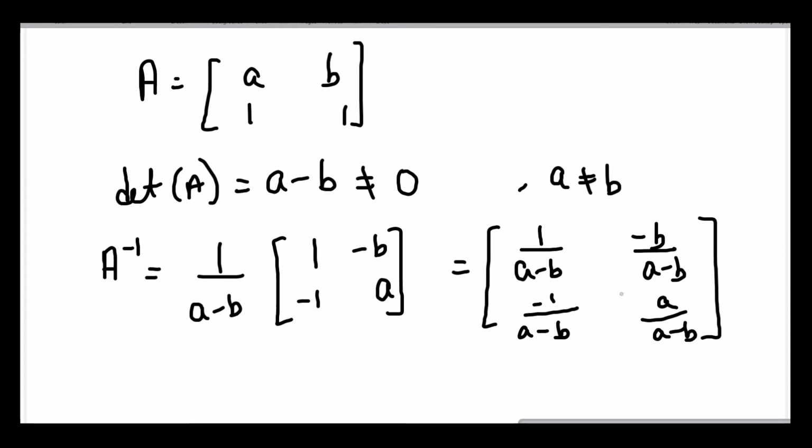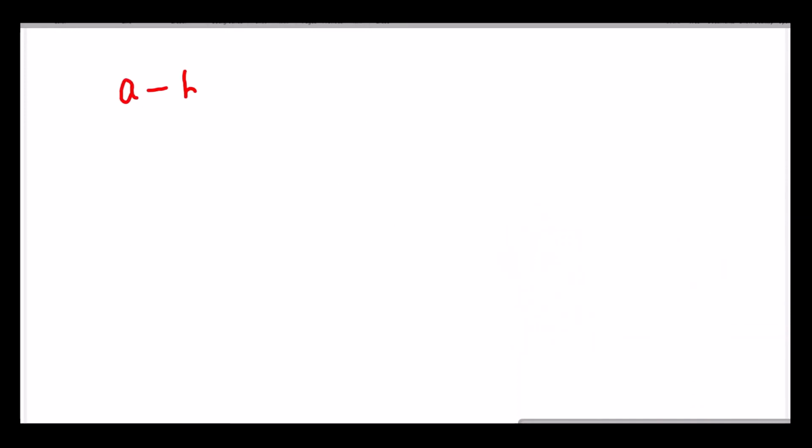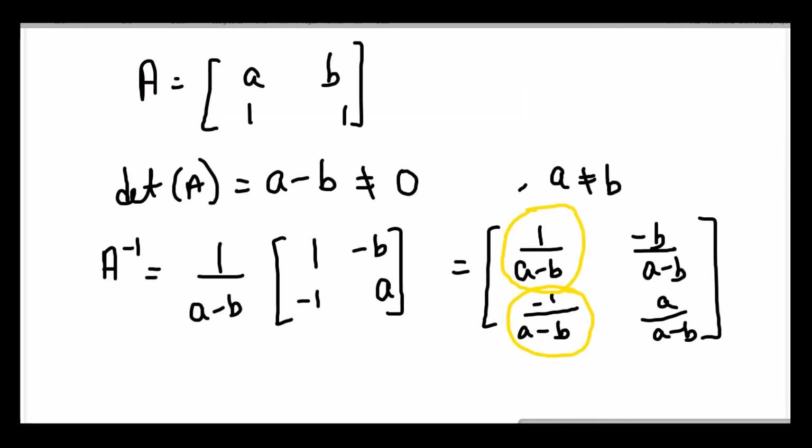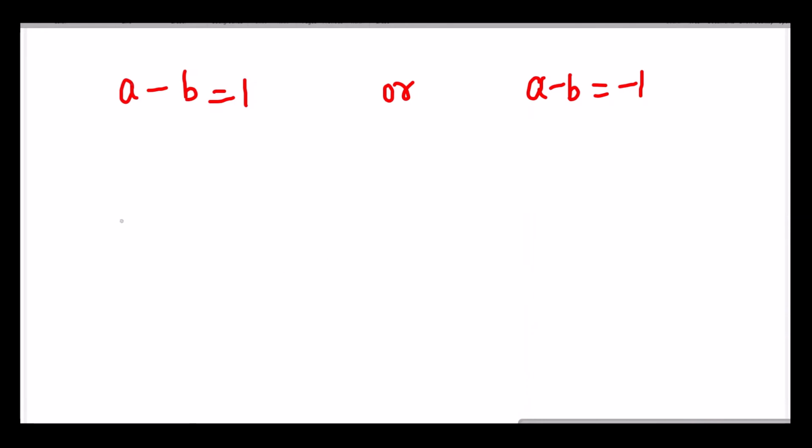Now what is given to you? It is given that your entries should contain only integer entries. So this should be an integer. From here what can you conclude? You can conclude that a minus b is either 1 or it can be minus 1. It cannot take any other values, because if you take any other values, then as we saw earlier, these entries will not be an integer anymore. Therefore a minus b should either be 1 or it will be minus 1.